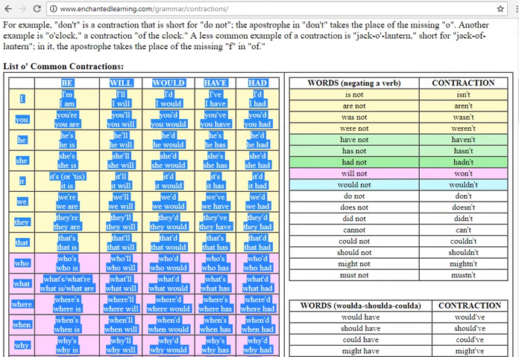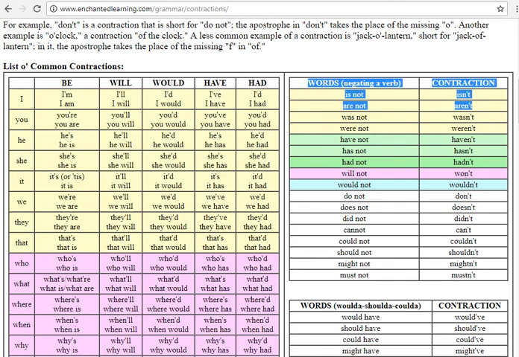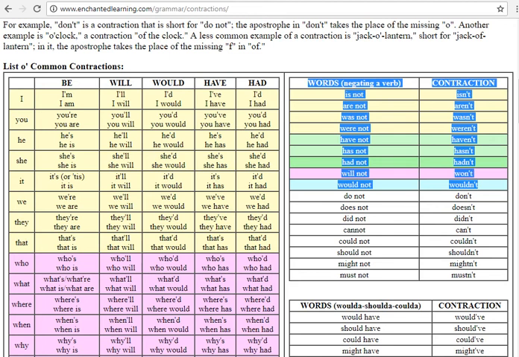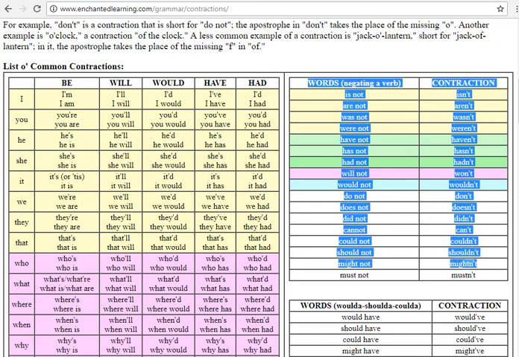Okay. Words negating a verb and the contraction: is not, isn't; are not, aren't; was not, wasn't; were not, weren't; have not, haven't; has not, hasn't; had not, hadn't; will not, won't; would not, wouldn't; do not, don't; does not, doesn't; did not, didn't; cannot, can't; could not, couldn't; should not, shouldn't; might not, mightn't; must not, mustn't.